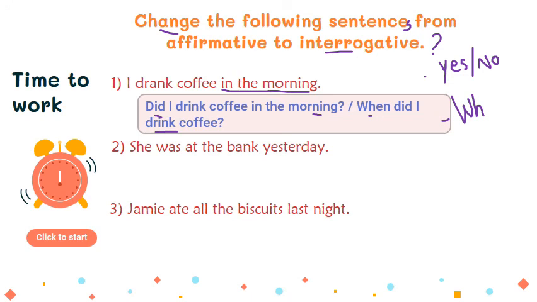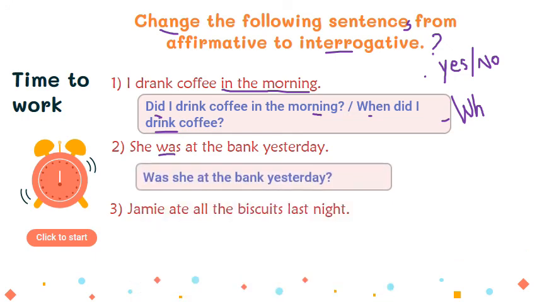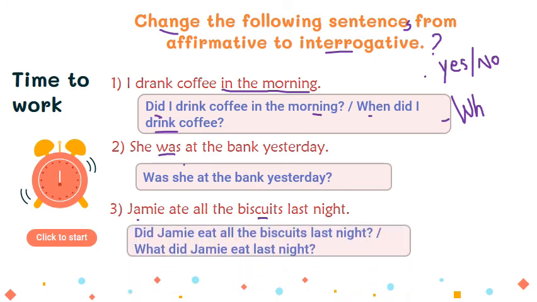Okay, so there are two correct ways. Second one, she was at the bank yesterday. I have verb to be, so this one is easy. I can just flip them. Verb to be plus the subject plus the rest of the sentence. Was she at the bank yesterday? Jamie ate all the biscuits last night, so I can use a yes or no question or WH. For example, did Jamie eat all the biscuits last night? Or what did Jamie eat last night? The answer will be biscuits.